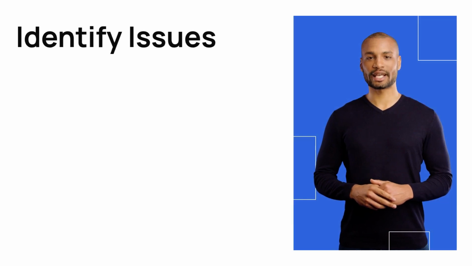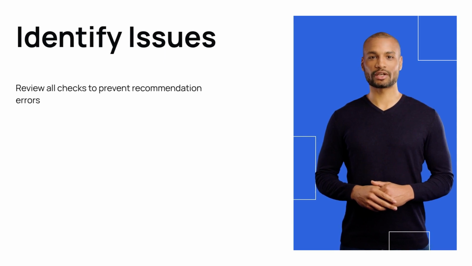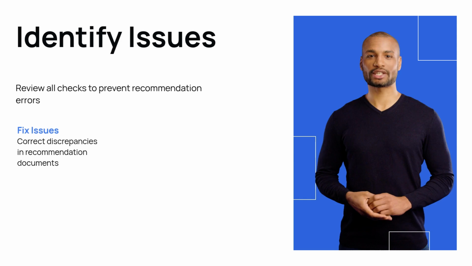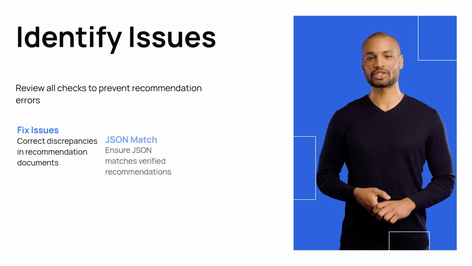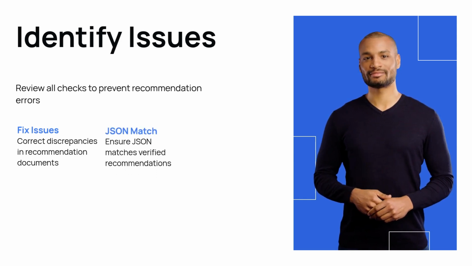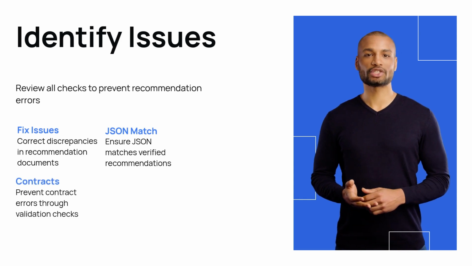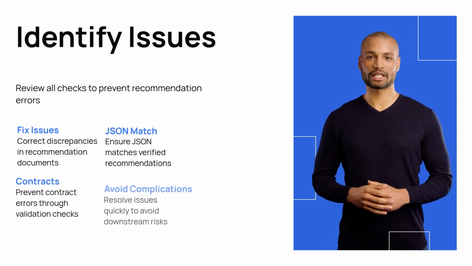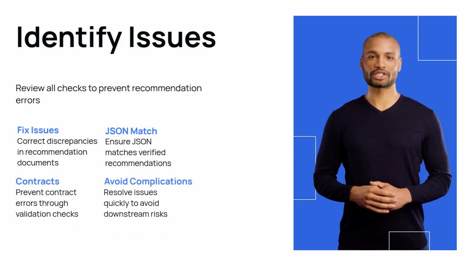If any checks fail, identify and fix issues immediately. Review all checks to prevent recommendation errors. Correct discrepancies in recommendation documents. Ensure JSON matches verified recommendations. Prevent contract errors through validation checks. Resolve issues quickly to avoid downstream risks and complications.